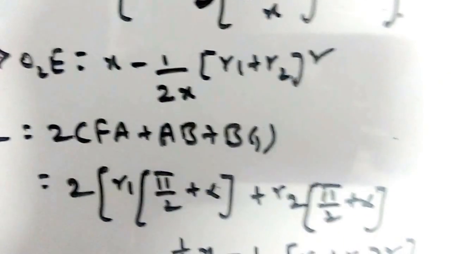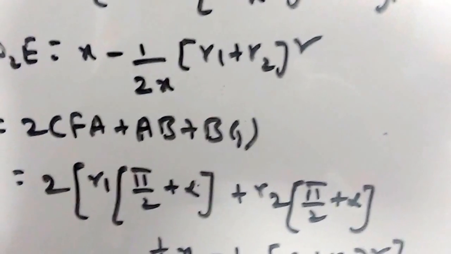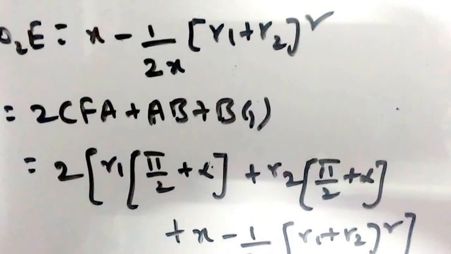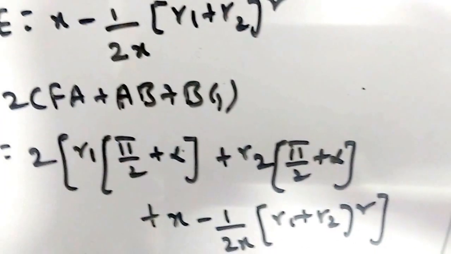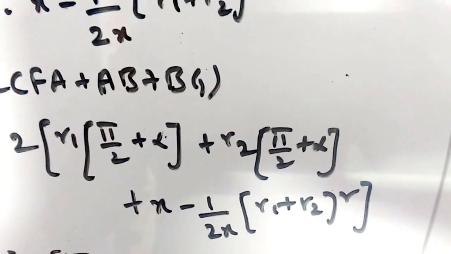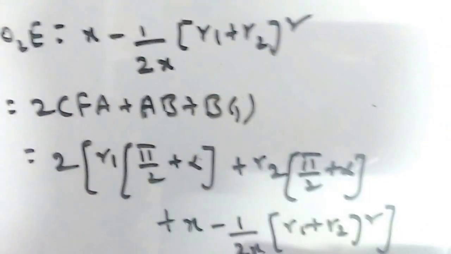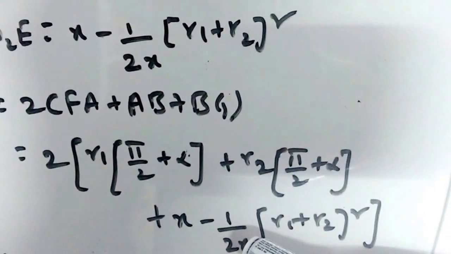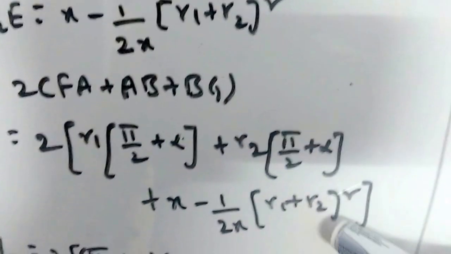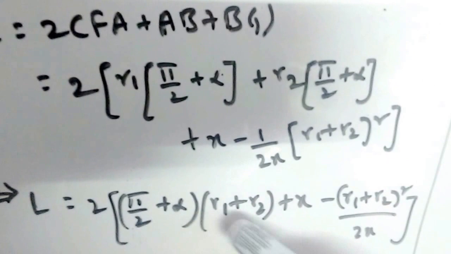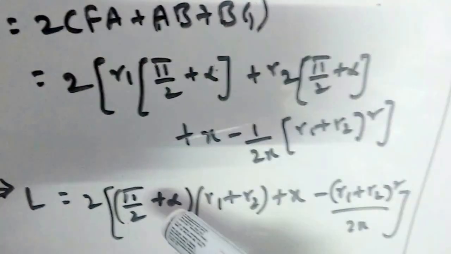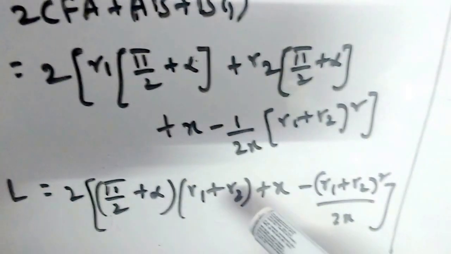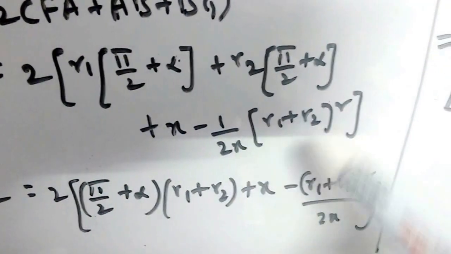Now substitute the above three values into the length of the cross belt drive equation, which is equal to 2 into [R1 into (pi by 2 plus alpha) plus R2 into (pi by 2 plus alpha) plus AB, that is x minus 1 by 2x into (R1 plus R2) whole square]. If you take (pi by 2 plus alpha) as common, it is (pi by 2 plus alpha) into (R1 plus R2) plus x minus (R1 plus R2) whole square divided by 2x.